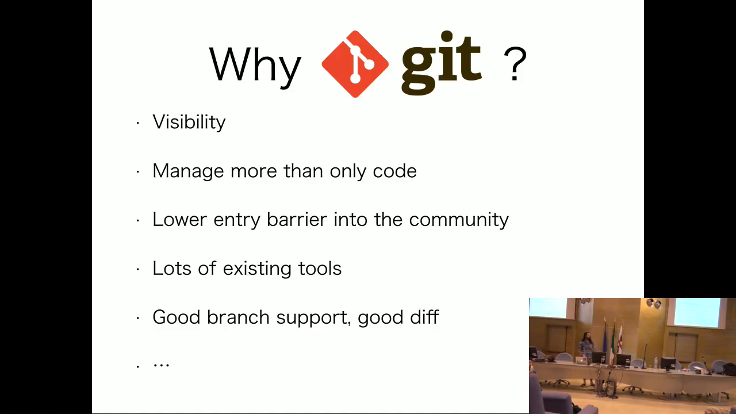Another point is that there are a lot of existing tools. If you don't want to use Iceberg, you can still keep using the command line, and there are a plethora of tools out there, and analysis tools and whatever. There is also good branch support, good diff support. That doesn't mean other tools don't have it, but the good point about Git is that it is there.